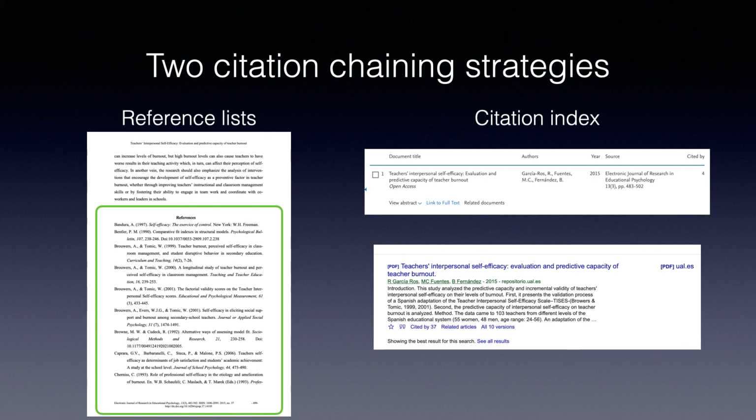Another way to do this is to use a citation index. So we could use something above. So the top screenshot above here is Scopus, which is a citation index. And we can use this citation index to find out who has cited the paper that we found since it was published. Google Scholar, which is the screenshot below, is another good example. Again, it'll tell us what has been cited or who has cited this paper since it's been published.